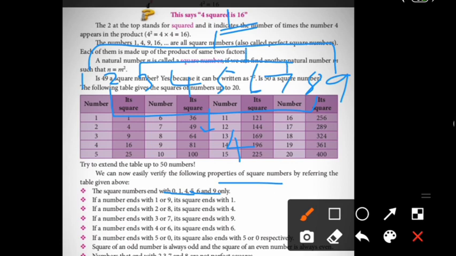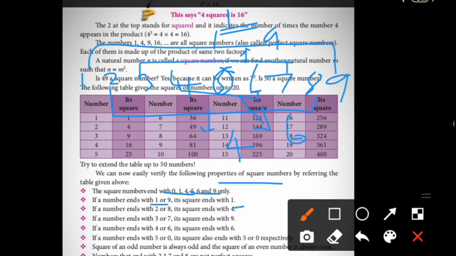Next, 3 and 7. What is the units place? 9. 3 threes are 9. 7 sevens are 49. In 49, 9 is the units place. It ends with 9. 4 and 6 means we get 6. 4 fours are 16. 6 sixes are 36. It ends with 6. 5 means always 5. 0 means always 0. These are the special properties given.